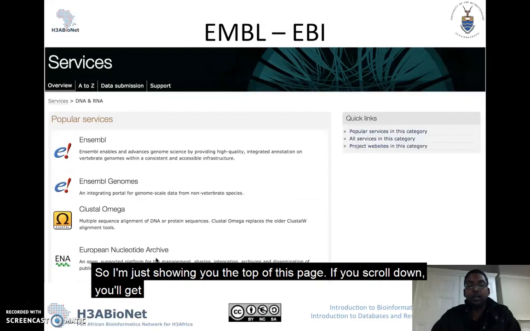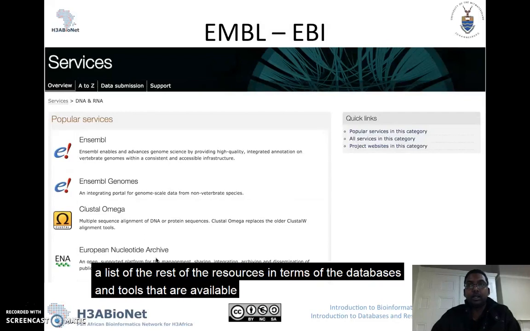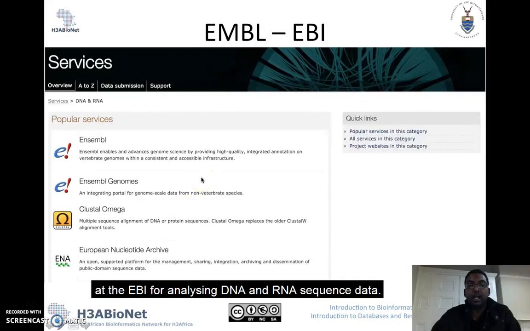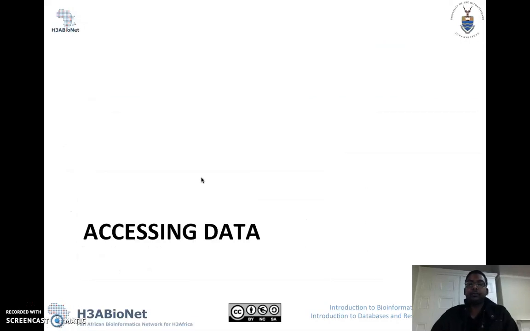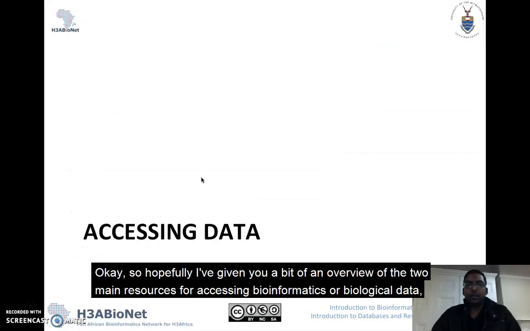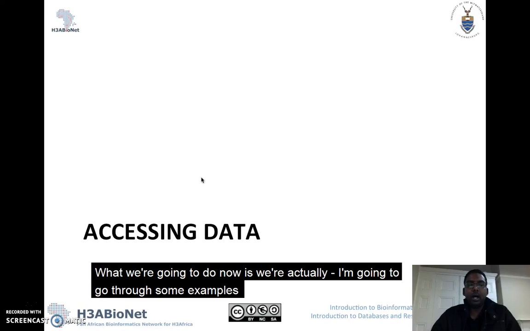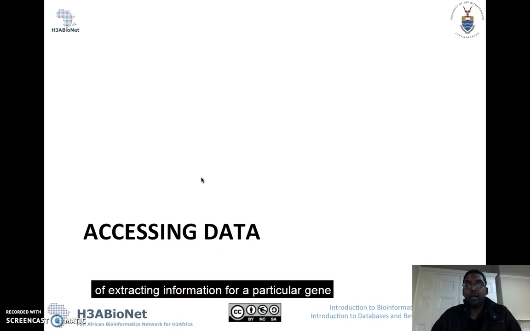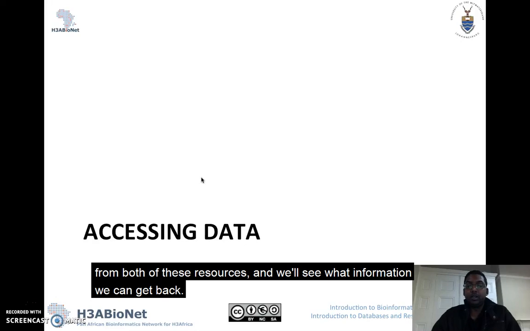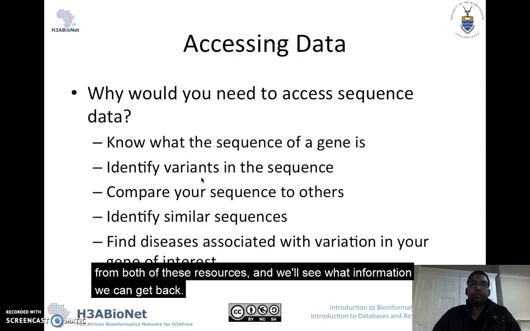Okay, so I'm just showing you the top of this page. If you scroll down, you'll get a list of the rest of the resources in terms of the databases and tools that are available at the EBI for analyzing DNA and RNA sequence data. Okay, so hopefully I've given you a bit of an overview of the two main resources for accessing bioinformatics or biological data, the NCBI and EBI. What we're going to do now is go through some examples of extracting information for a particular gene from both of these resources, and we'll see what information we can get back.